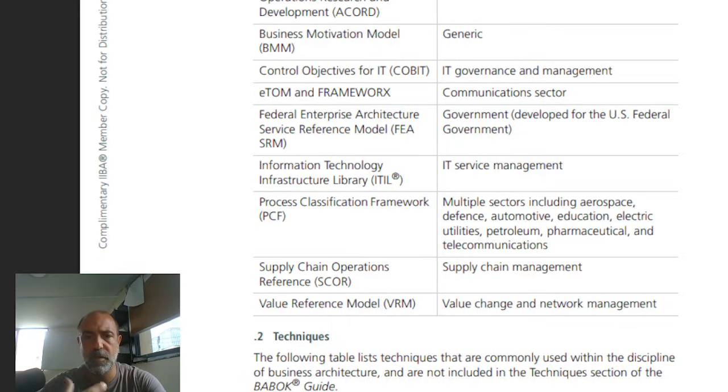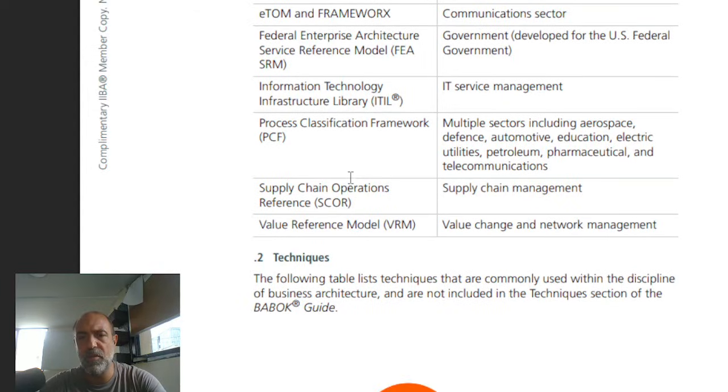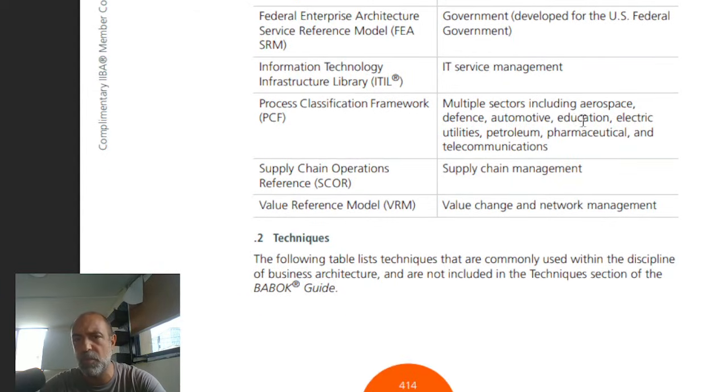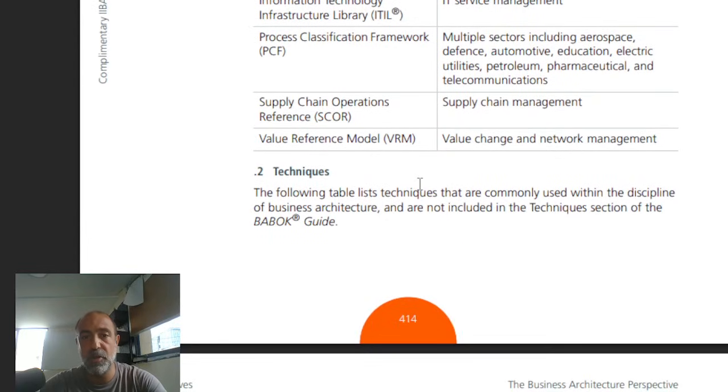Information Technology Infrastructure Library, Process Classification Framework, which kind of works with multiple sectors. Supply Chain Operations Reference, which works with supply chain management, and a Value Reference Model, which works with value and change and network management.